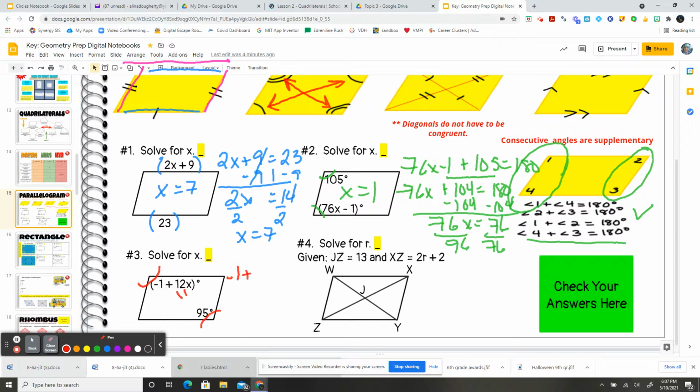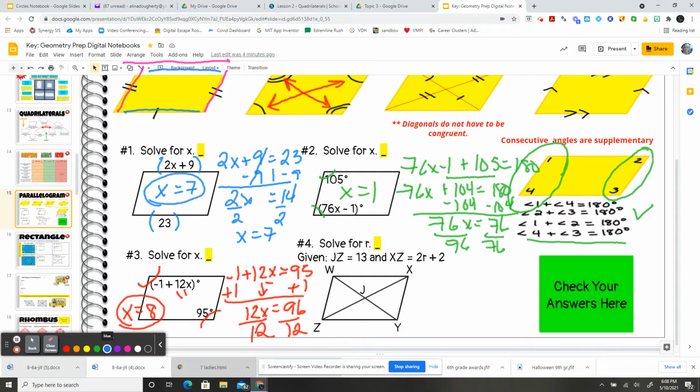So -1 plus 12x equals 95. In order to get rid of that -1 to get the x by itself, I've got to add 1 to both sides. Bring down the 12x, bring down the equal sign. 95 plus 1 is 96. Divide by 12, divide by 12. 96 divided by 12 is 8. So x equals 8. Okay, we've got x equals 8. We've got x equals 7. We've got x equals 1.